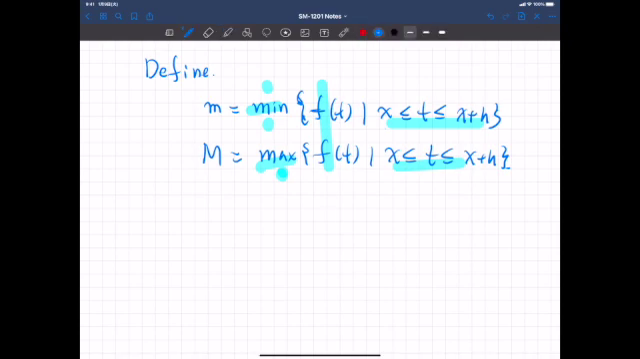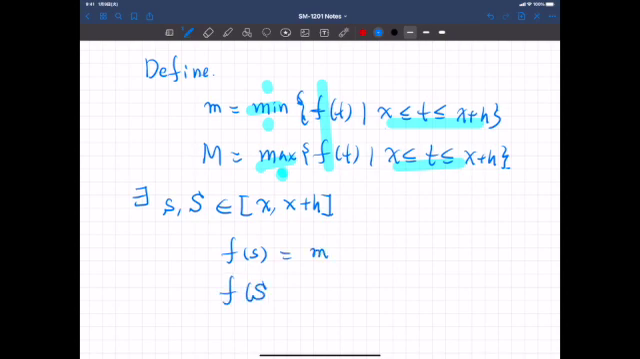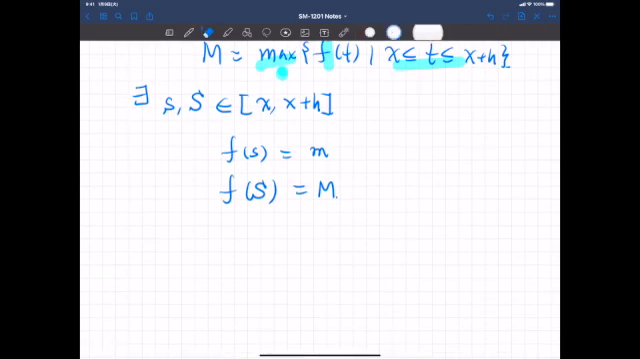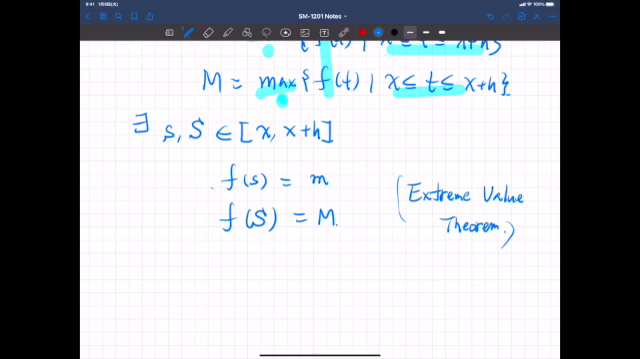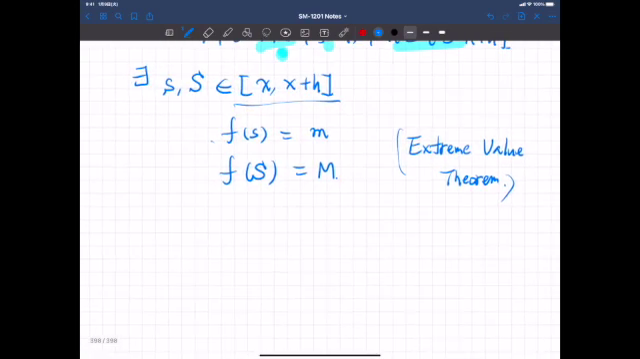Okay, and we can choose lowercase s and uppercase S within this interval, such that f of lowercase s is lowercase m, and f of uppercase S is equal to uppercase M. Okay, so this is due to the extreme value theorem, if you remember. Because f is continuous and this interval is closed, there must be some value of lowercase s and uppercase S that satisfies this equation.